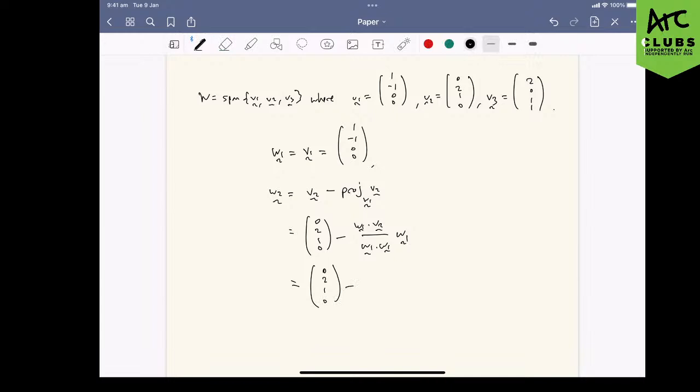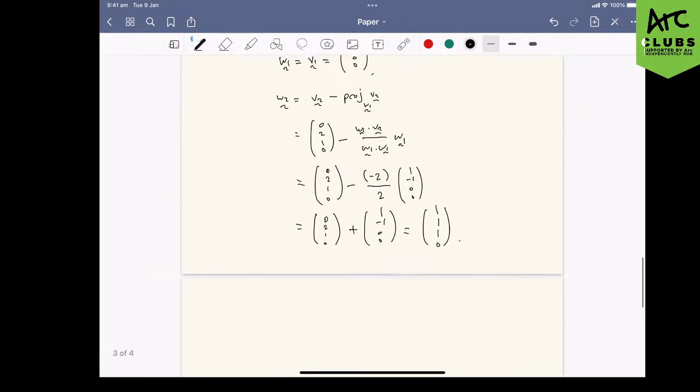That's 0, 2, 1, 0 minus, well, what's W1 dot V2? That's these two vectors here. That would be 0 plus -2 plus 0 plus 0. So that's -2 on the top. W1 dot W1, that's just 2. W1 is 1, -1, 0, 0. And that gives us 0, 2, 1, 0 plus 1, -1, 0, 0. That's 1, 1, 1, 0. So that's the second orthogonal basis vector.